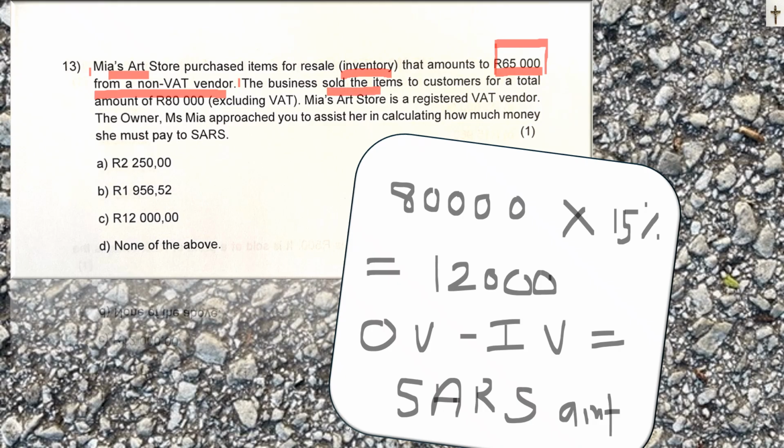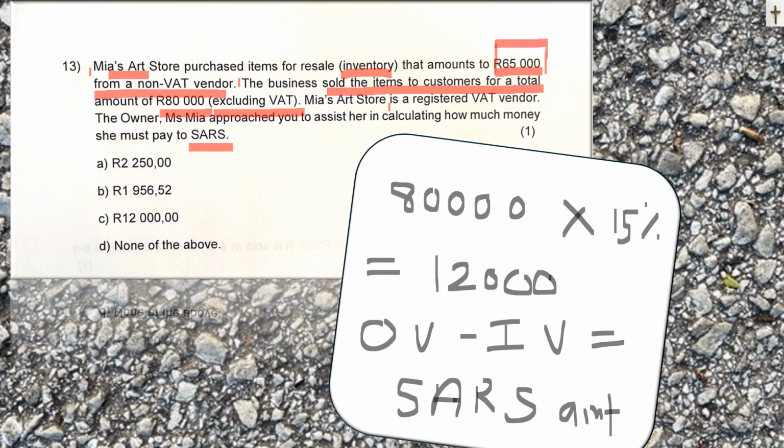The business sold the items to customers for a total amount of 80,000, excluding VAT, right? Excluding VAT. Bought the goods for 65,000, sold them for 80,000, excluding VAT. Mia's art store is a registered VAT vendor. So Mia, a registered VAT vendor, can or must legally charge VAT. The owner has approached you to assist her in calculating how much she must pay to SARS.